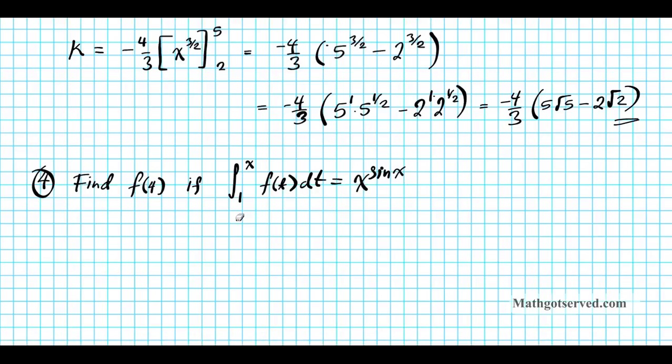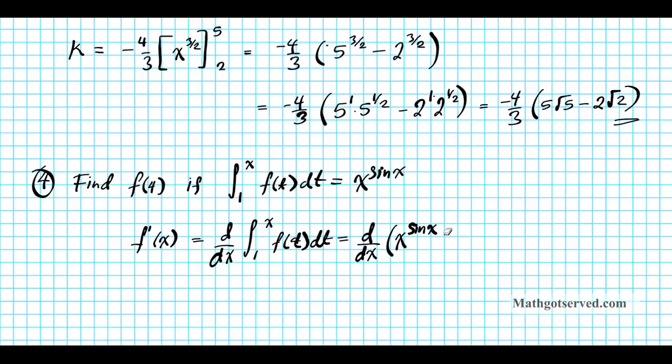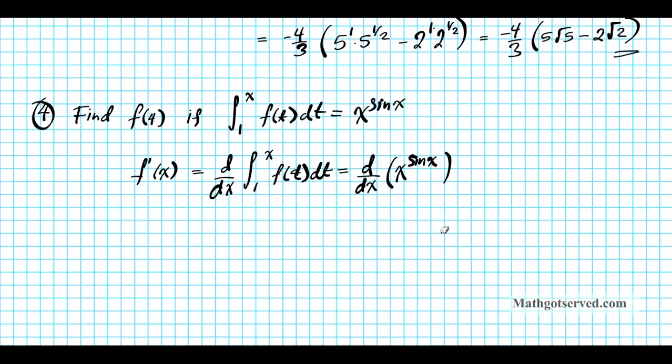To find f of 4, first thing we have to do is find f prime of x, and then evaluate it at 4. So f prime of x is basically the derivative of the integral from 1 to x of f of t dt, which is equal to the derivative of this expression, x to the sine x. Now if you have a situation like this, a function raised to a functional power, we're going to have to use logarithmic differentiation.